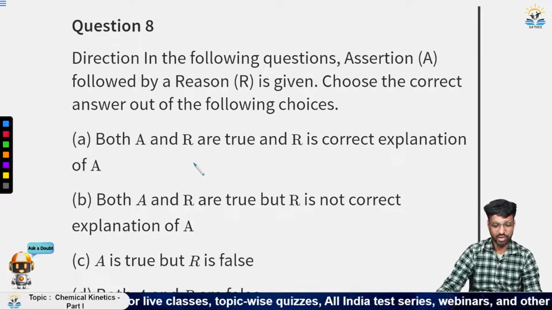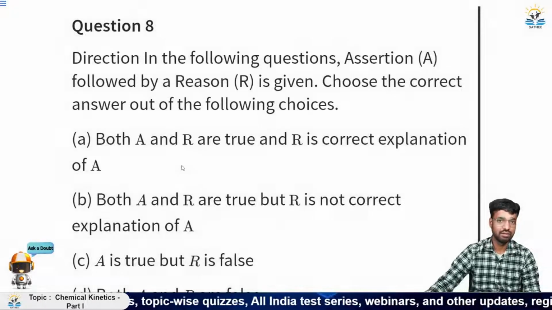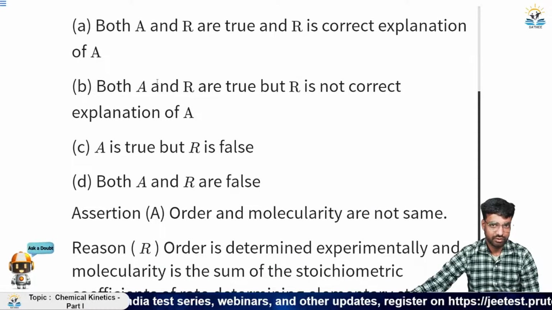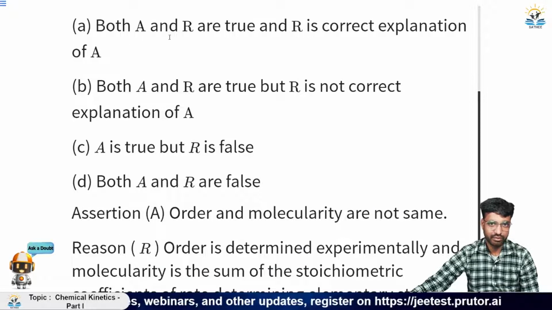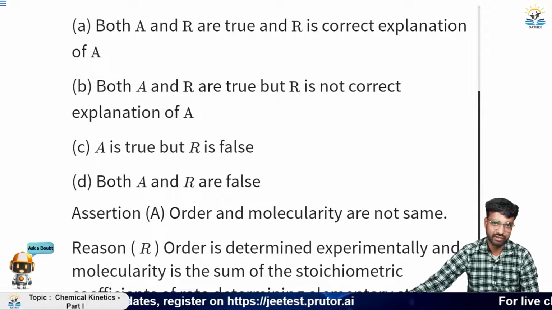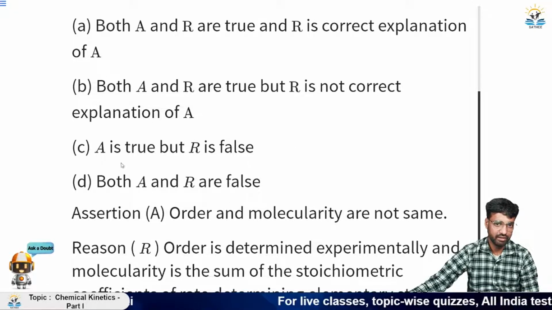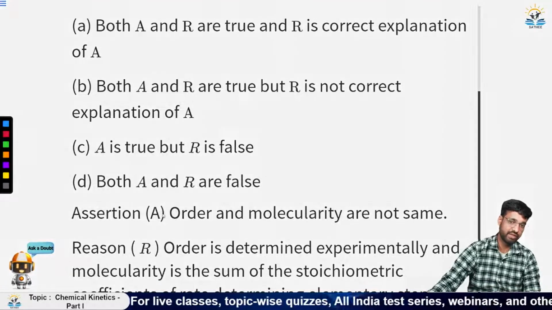Now here are some assertion questions that I've given. If you know the theoretical part very well, then you can solve it. The first option says both A and R are true, and R is the correct explanation of A. The second is that both A and R are true, but R is not the correct explanation of A. Then, A is true and R is false. So what do the statements say?